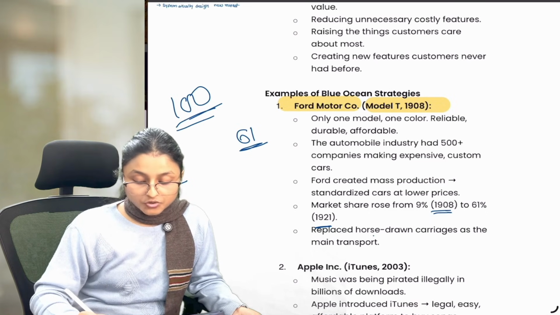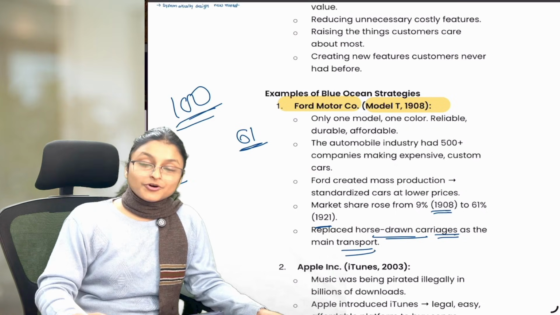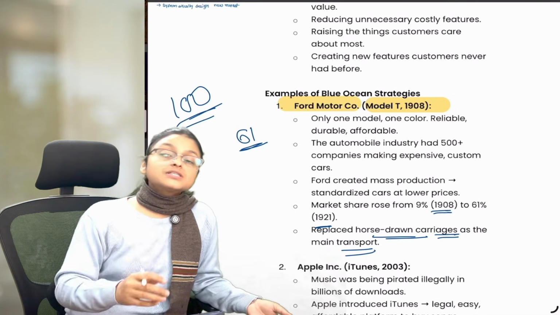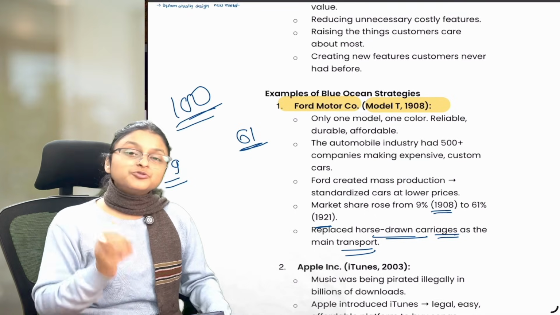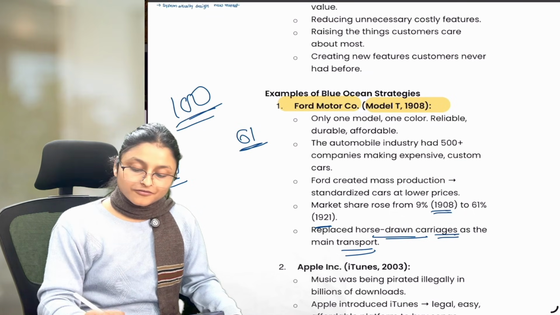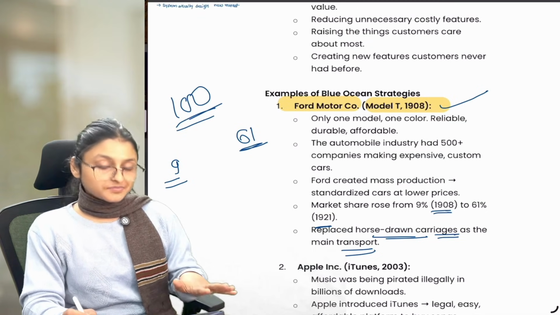They were the ones who replaced horse-drawn carriages as the main transport. Before them, horse-drawn carriages were the main transport system normally used by people. But they were the ones who changed it. People started buying cars as Ford introduced this Model T at a very low cost in a standardized manner.